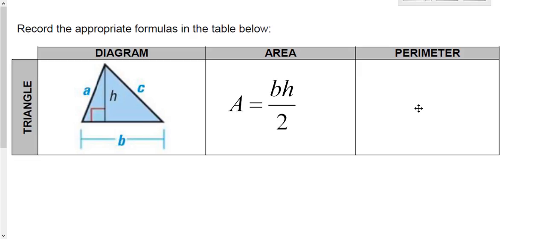The perimeter is again around the outside. So if you look at the lengths of these sides around the outside, we're calling them A, B, C right now. So for the perimeter, you just add up the 3 sides, okay? Not too bad. So let's look at our first example.